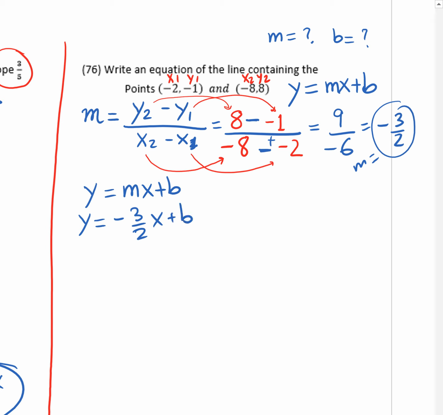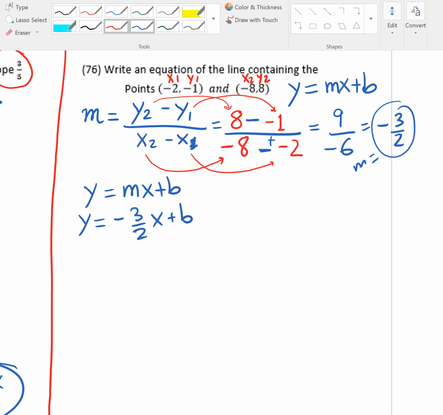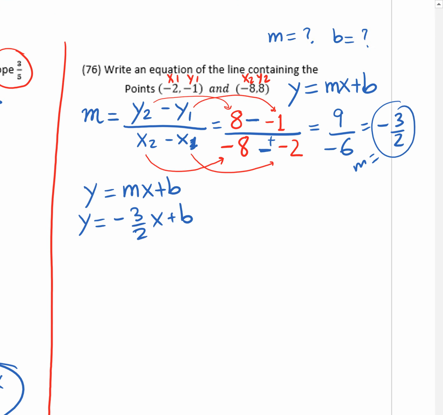Okay, now your last step is to find b. Just like we saw in the previous example, if you know the slope, to find b, all you need is one other point. So really, I only needed the 2 points I was given to find the slope. At this point, though, I only need one of them. So I'm going to choose the first one, but if you use the second one, negative 8, 8, you're going to get the same answer as me either way. So I'm going to substitute negative 2, negative 1 in here. So negative 2 for the x value, and then negative 1 for the y value. And this will allow me to find b, and then I'll be done.